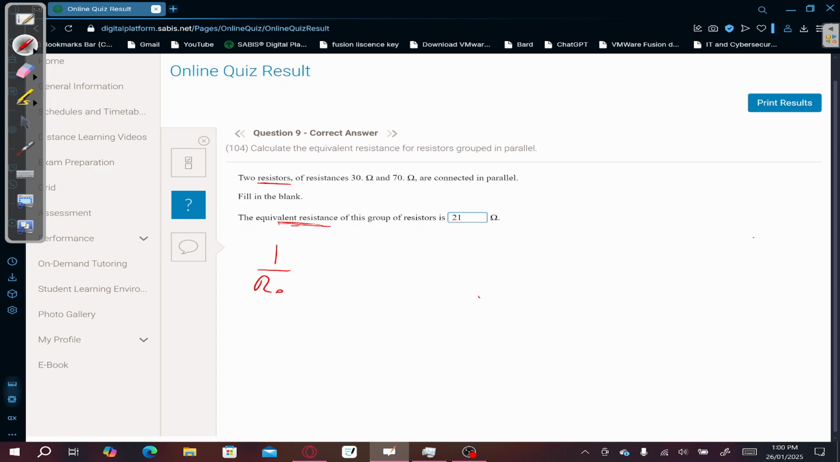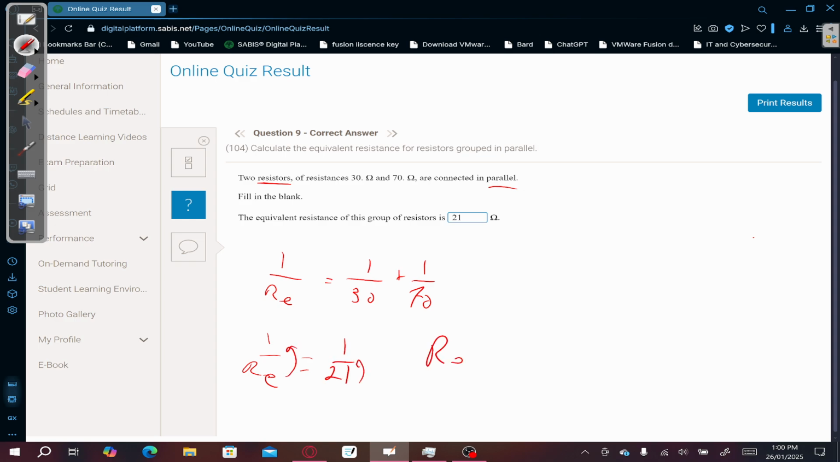So 1 over Re is equal to 1 over R1 plus 1 over R2. Now what we're going to do: 1 over Re is equal to 1 over 30 plus 1 over 70. Remember, because they are in parallel. This will give me 1 over Re equals 1 over 21. Flip both sides. Re equals 21 ohms. This is your final answer.